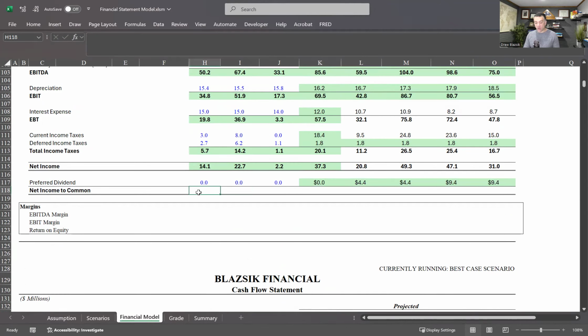And now we want to know what is the net income to the common shareholder, because it's almost guaranteed to the preferred shareholder. They're going to get their dividends, even if we lose money. But we want to know how much of the net income is going to the common. So what we're going to do is take the net income and subtract out the preferred dividend. I'll have that go across.